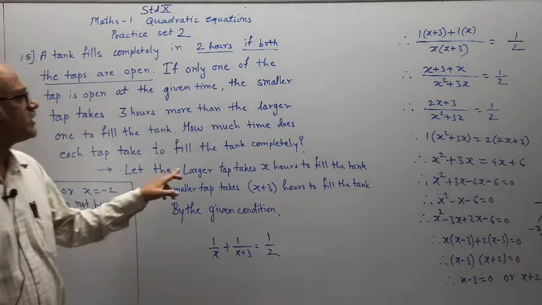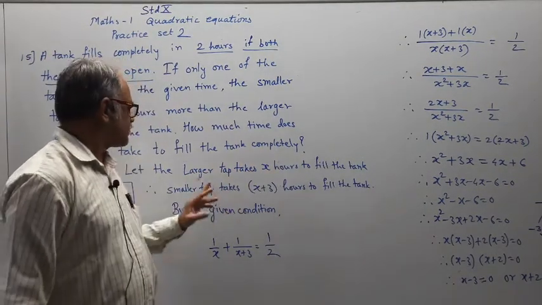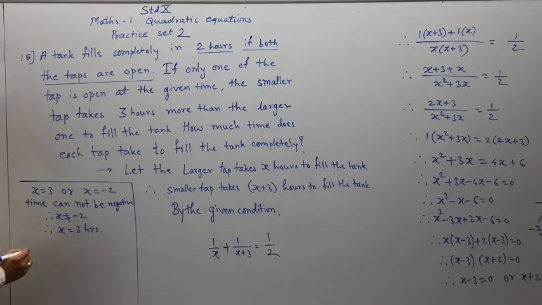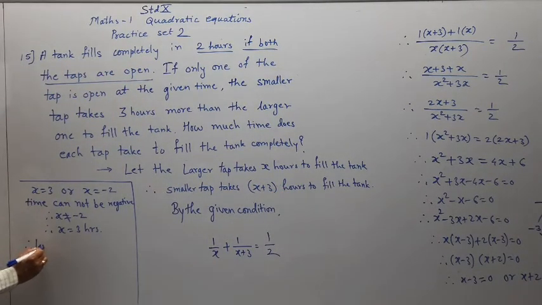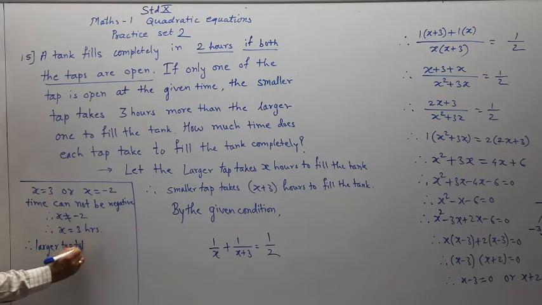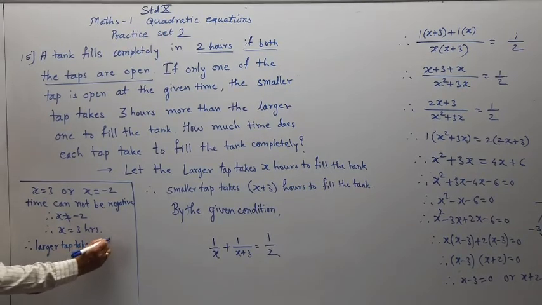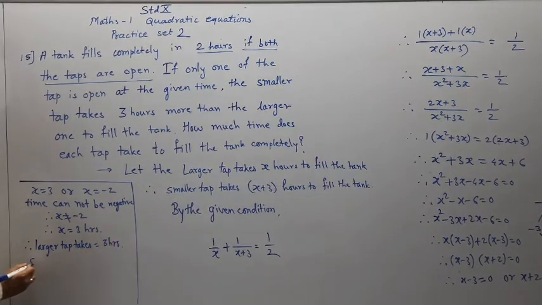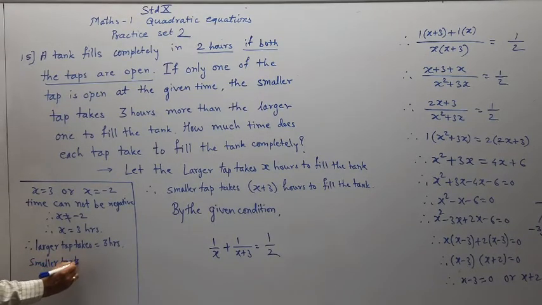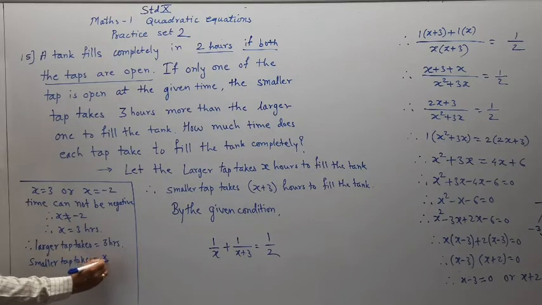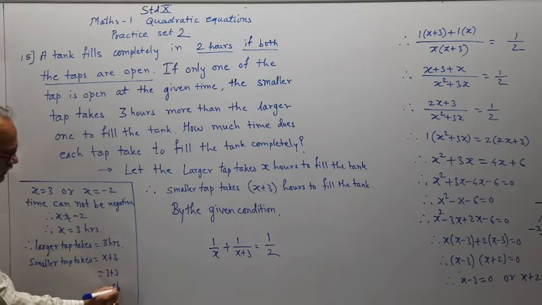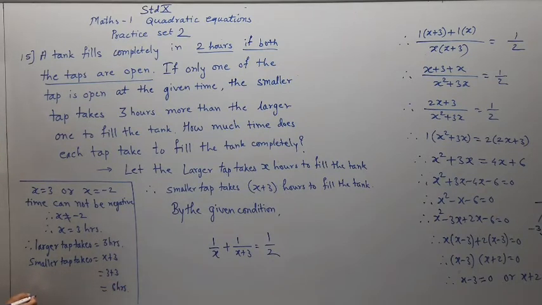What is x? Larger tap takes 3 hours. Smaller tap takes x plus 3, means 3 plus 3, 6 hours. That is the final answer. Therefore, larger tap takes 3 hours. Smaller tap takes x plus 3 equal to 3 plus 3 equal to 6 hours.